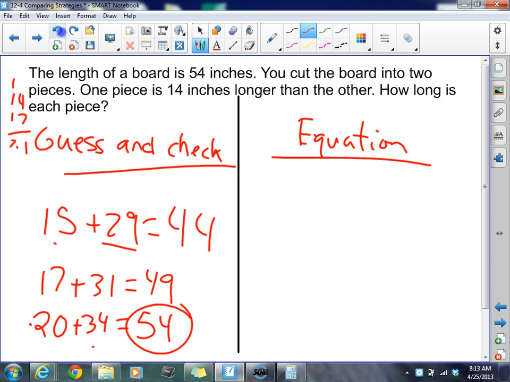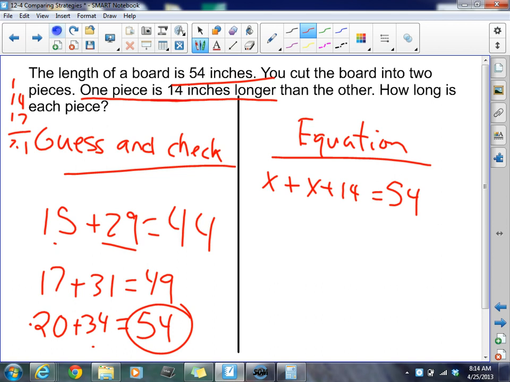The second way to solve it is a little more complex, so I'll try to go slow. With an equation, remember we're using variables, so we're going to use variables for the length of each board. I have one piece that's 14 inches longer than the other, so the first piece is going to be x, because that's a piece I don't know, and then the second piece is going to be x plus 14. So my first one is x, the second one is x plus 14, and it's going to equal 54.